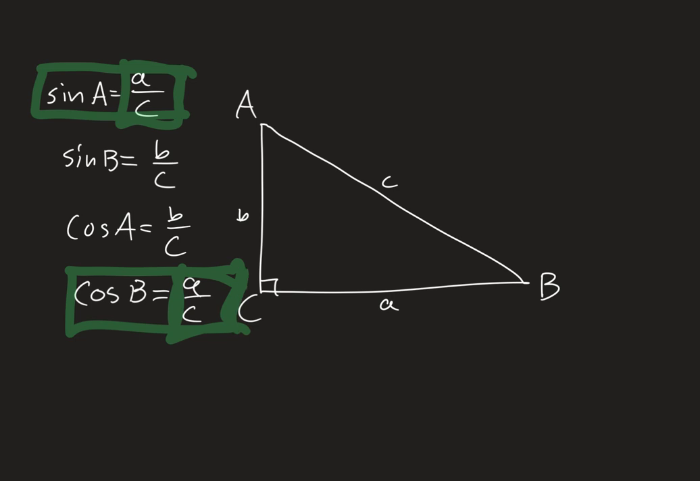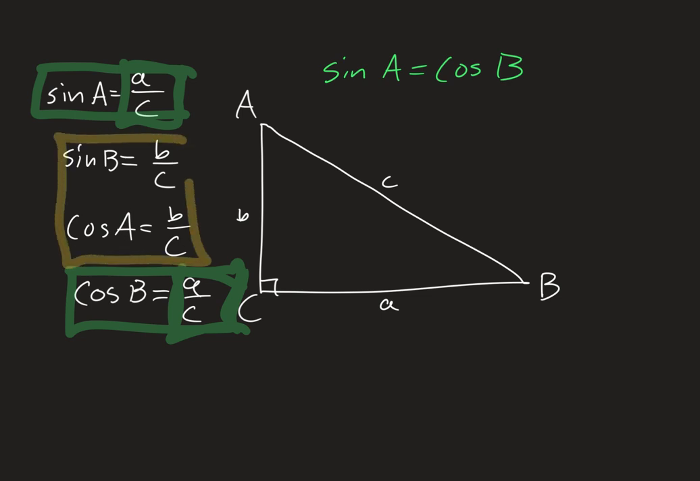Therefore, we can say that the sine of A equals the cosine of B. We also see a connection here between the sine of B and the cosine of A. They both equal B over C. So we can say the sine of B is equal to the cosine of A. Basically, the sine of one angle is equal to the cosine of the other angle in a right triangle. That's super helpful.